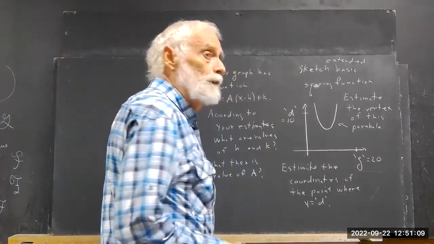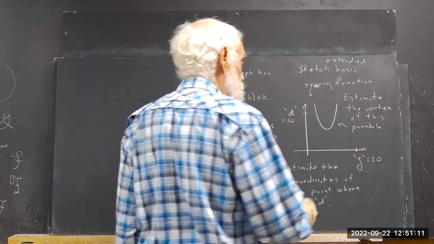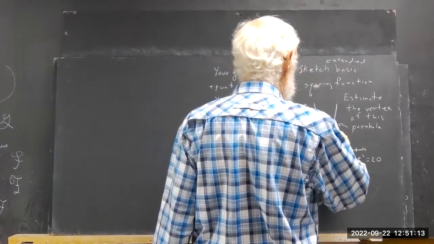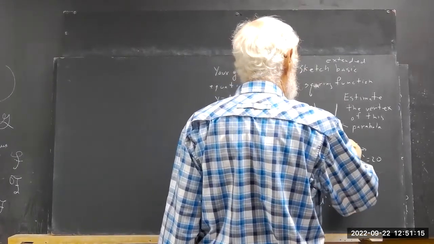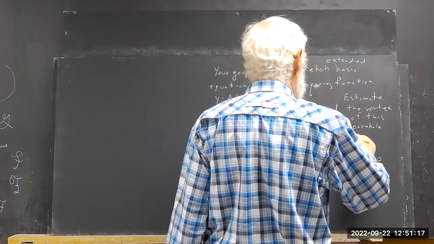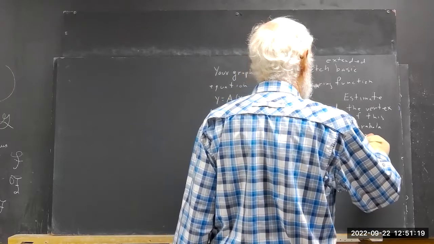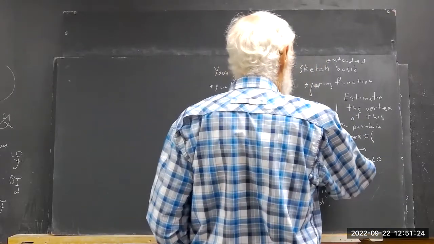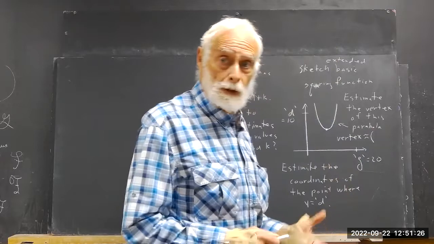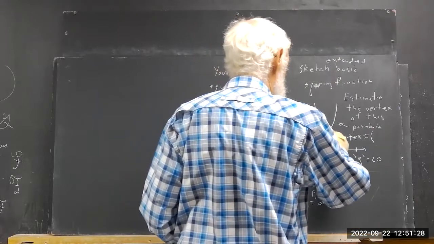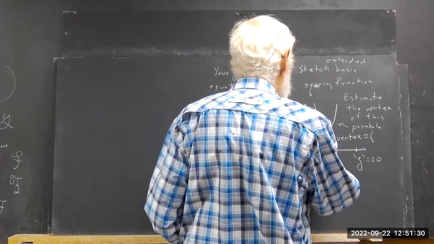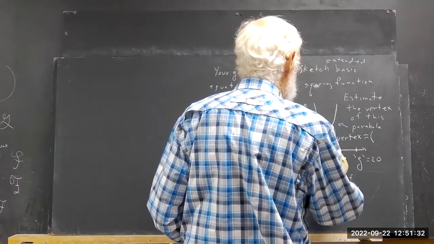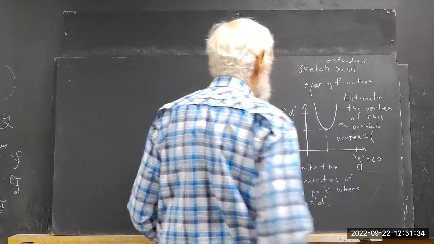And first of all, where's the vertex? Well, here's the vertex. To find the coordinates of the vertex, you want to draw a couple of projections. Here's the x coordinate of the vertex, here's the y coordinate of the vertex.